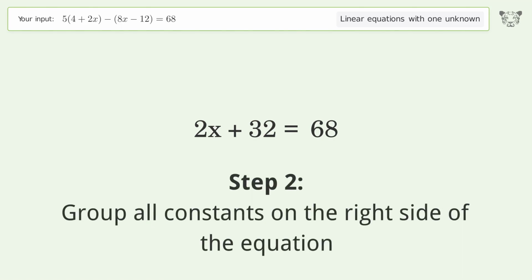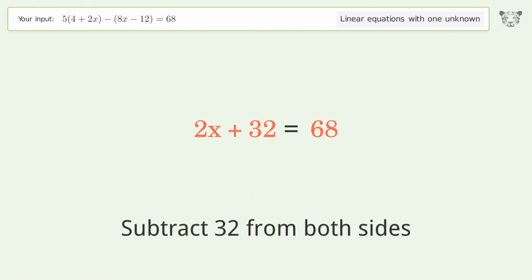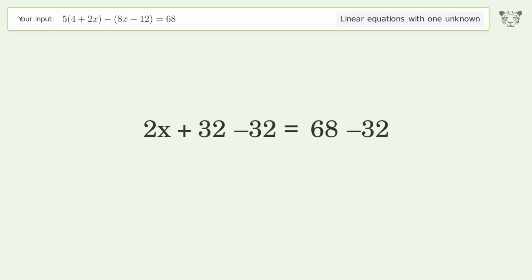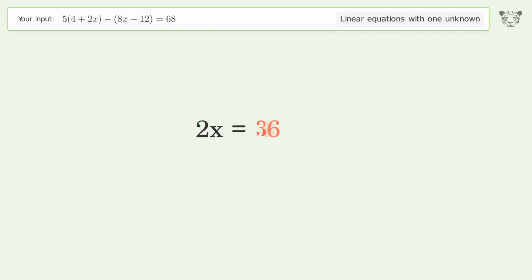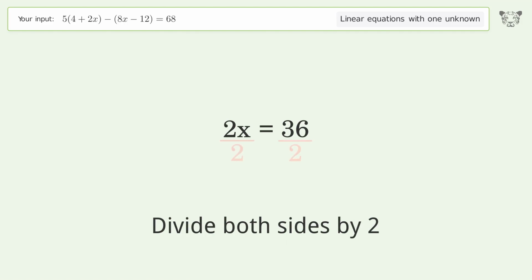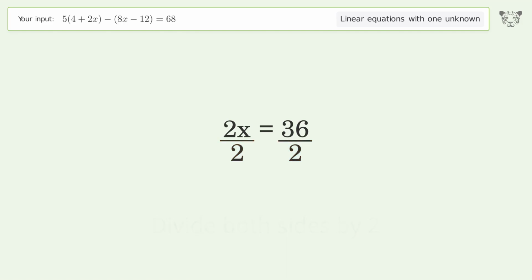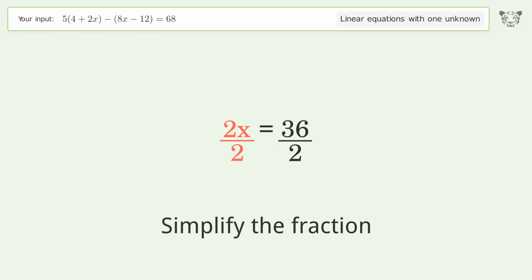Group all constants on the right side of the equation. Subtract 32 from both sides. Simplify the arithmetic. Isolate the x. Divide both sides by 2. Simplify the fraction.